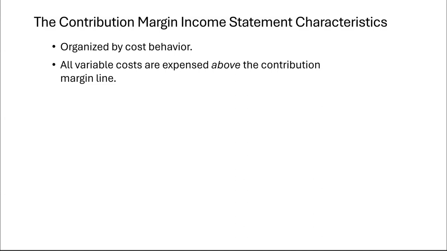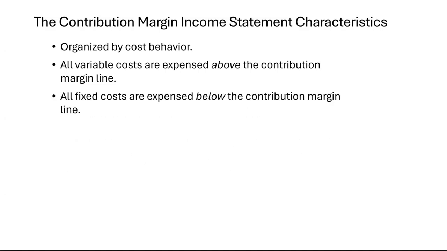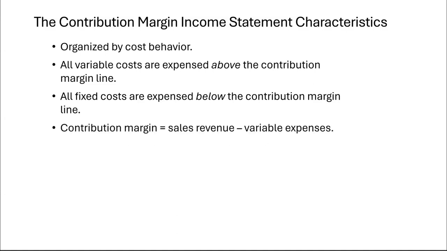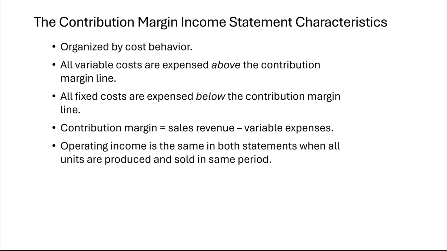When you do a contribution margin income statement, what we're doing is we're isolating our variable and our fixed costs. And it doesn't matter where they came from. All fixed costs are expensed below the contribution margin line. The contribution margin equals sales minus variable expenses. Remember that. Operating income is the same in both statements when all units are produced and sold in the same period, but in our example, they're not. And again, this is only for internal reporting.